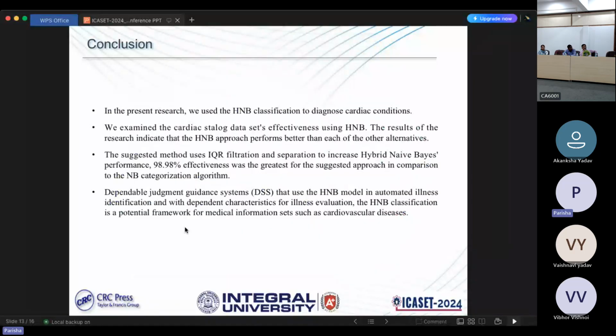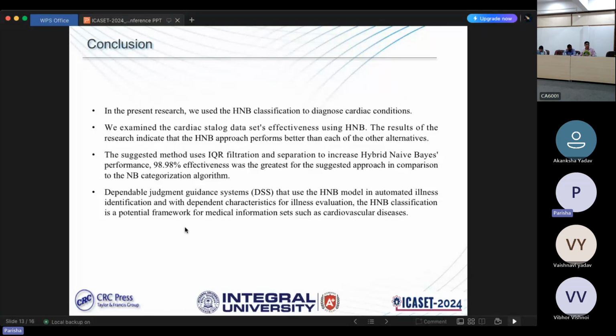So here is our conclusion. In this present research, we used hybrid naive-Bayes classification to diagnose cardiac conditions, and we examined the cardiac STELOG data set's effectiveness using hybrid naive-Bayes. The result of the research indicates the hybrid naive-Bayes approach performs better than each of the alternatives that we have seen in various research papers. The suggested method uses IQR, that is interquartile filtration, and separation to increase hybrid naive-Bayes performance up to 98.98% effectiveness. That was the greatest approach suggested in comparison to naive-Bayes categorization.